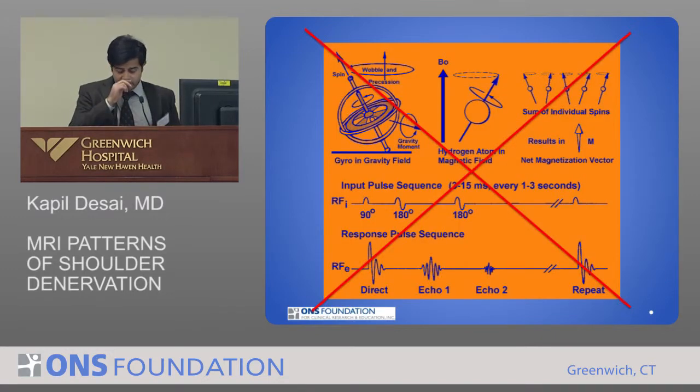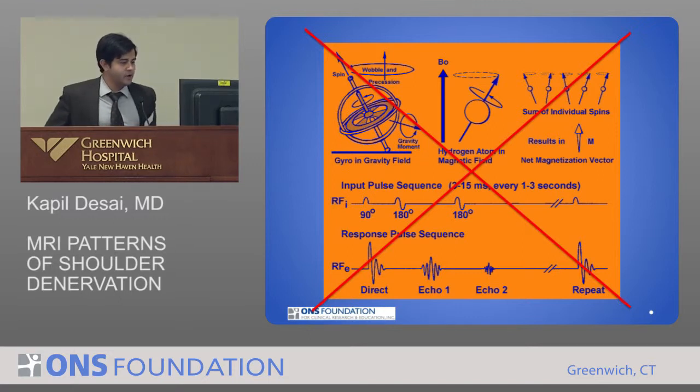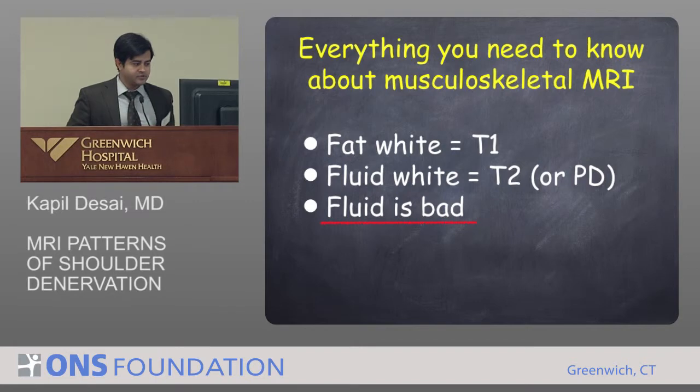We do want to review briefly what MRI is. Look at this and forget about it. Just know MRI is very expensive and very complicated. What you guys need to know about musculoskeletal MRI is two things. If the fat on an image looks bright to you, that's a T1 image. If fluid looks bright, it's either T2 or proton density. These are the three big sequences we use in musculoskeletal MRI.